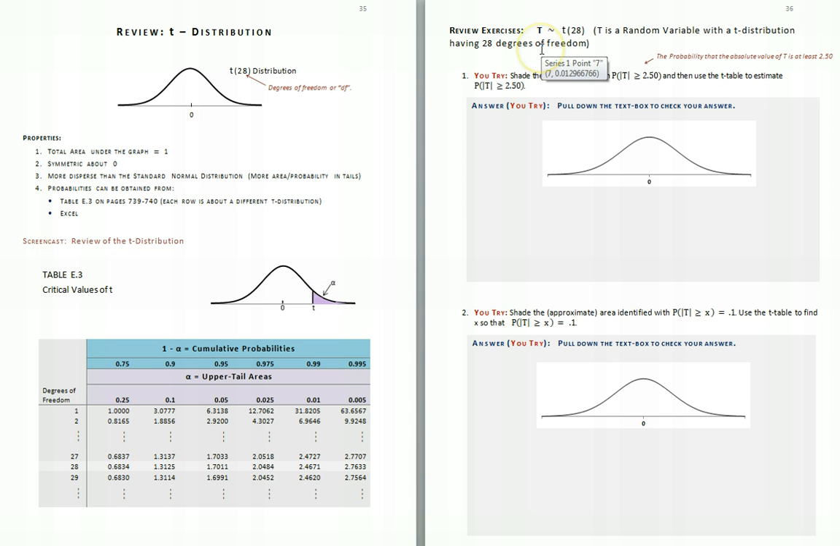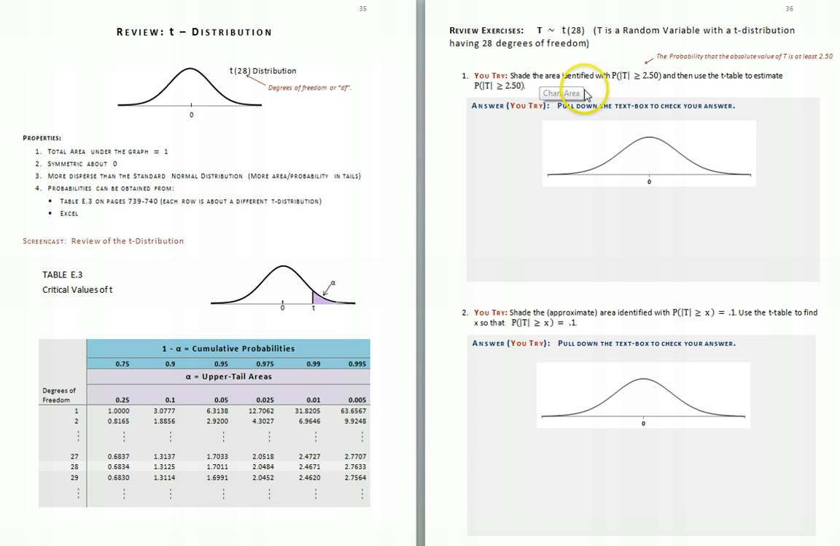So let's go over one of these problems up here. I won't pull down the text boxes, I'll let you do that. Under the text boxes are also Excel commands to get the quantities we're looking for, and those Excel commands will get the quantities to a greater degree of accuracy than what we can pick up off the table. The first problem.